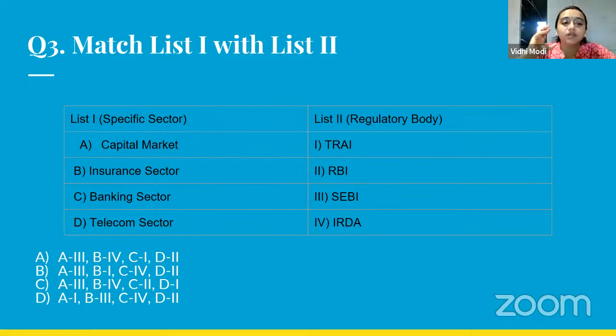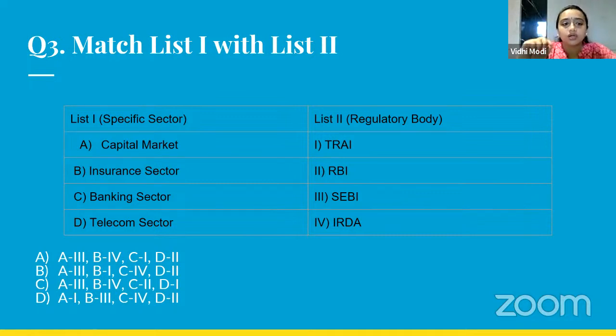Moving ahead, we have match the following. List A talks about specific sectors and list B talks about the regulatory bodies. So here we see capital market, insurance sector, banking sector, and telecom sector, right? On the other side, we have TRAI, RBI, SEBI, and IRDA. Okay, so if you already know the full forms of these regulatory bodies, it becomes very easy for you to do the match the following.